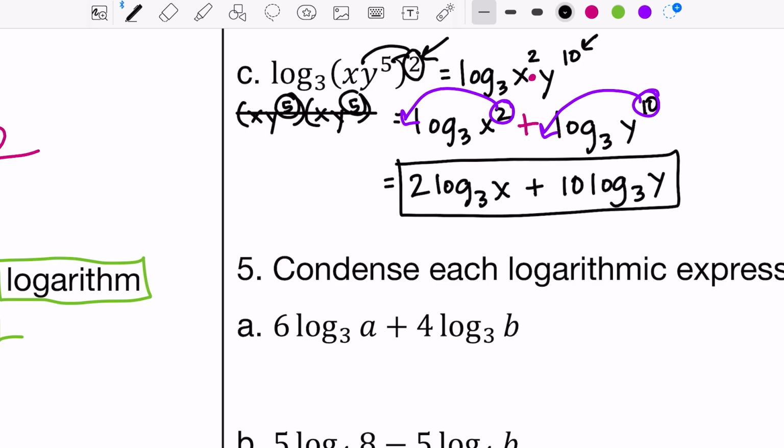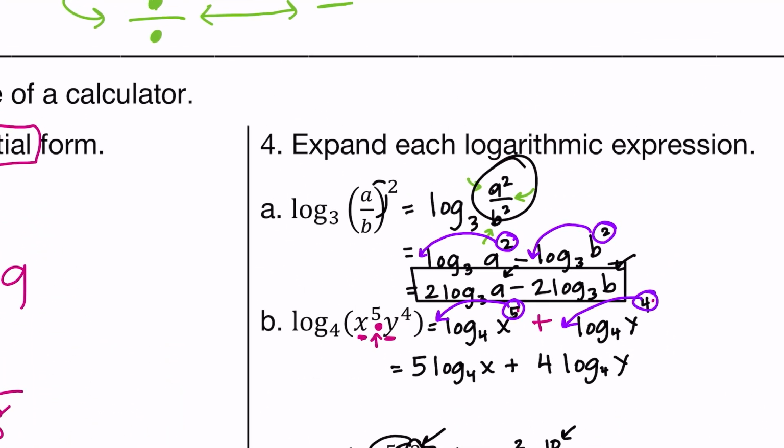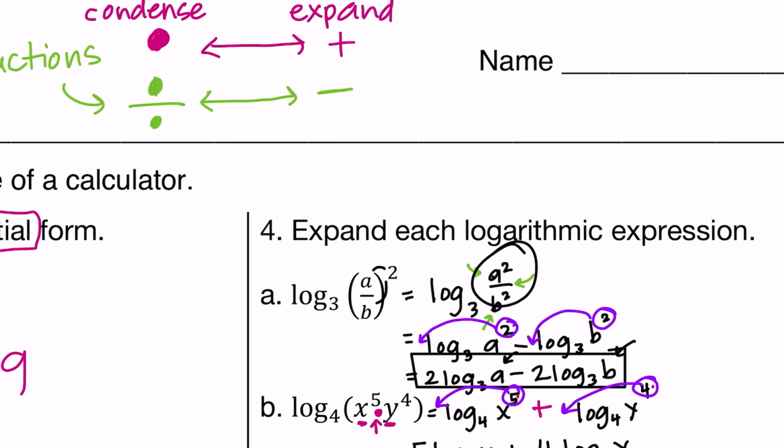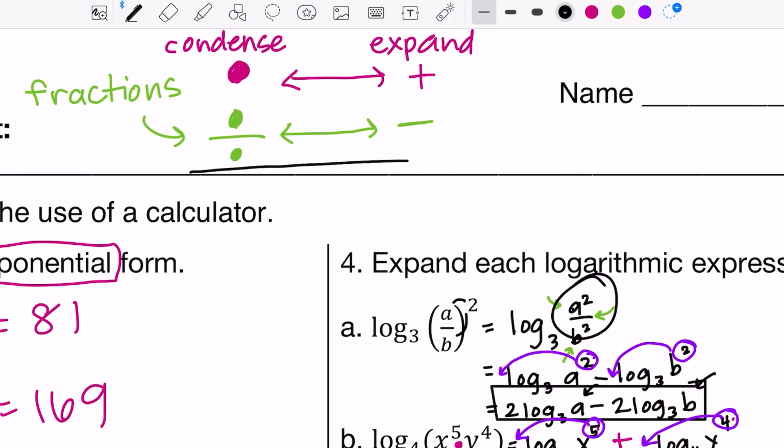Okay, now we're going to do the reverse of that. So just the friendly reminder, looking back up at the top here, we were expanding. So we were going from a condensed form to an expanded form. So we were going this direction. Now we're in expanded form and we need to go to condensed form. So the rule is just reverse.